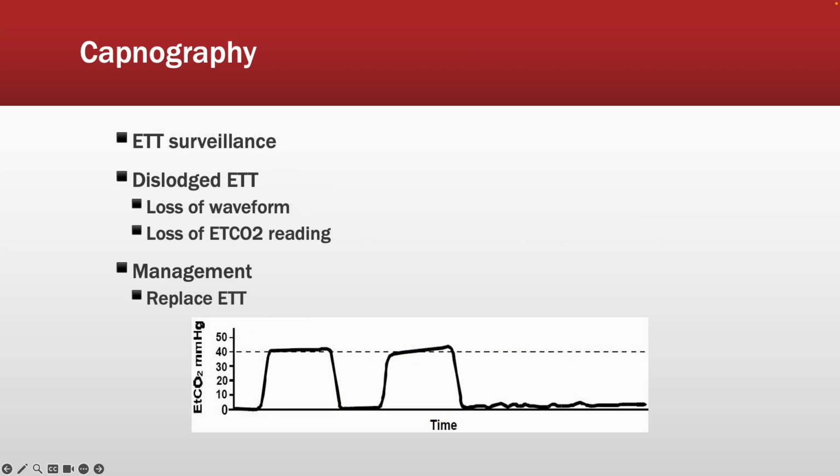ET surveillance. So once the paramedic has intubated, the patient is stabilized, and we're transporting, we can use capnography for surveillance, mainly for determining whether or not the tube becomes dislodged. As long as we have a good waveform and good end tidal measurements, we're usually pretty good. But once we have a loss of that waveform or a loss of our CO2 reading, then we may have a dislodged ET tube, which again may require replacement.